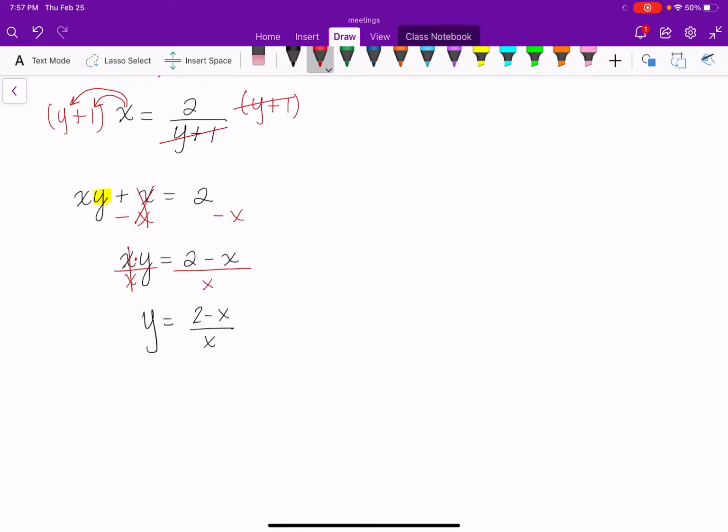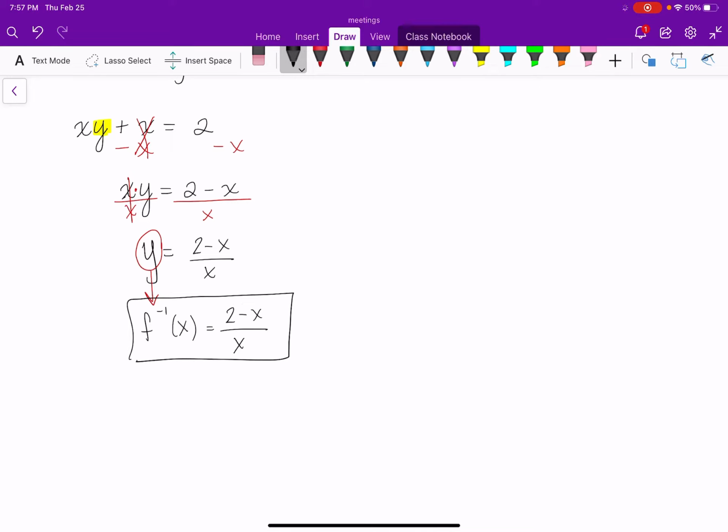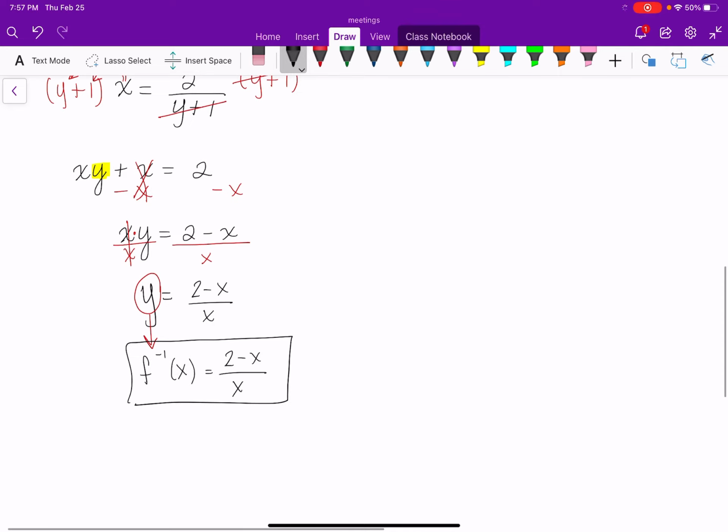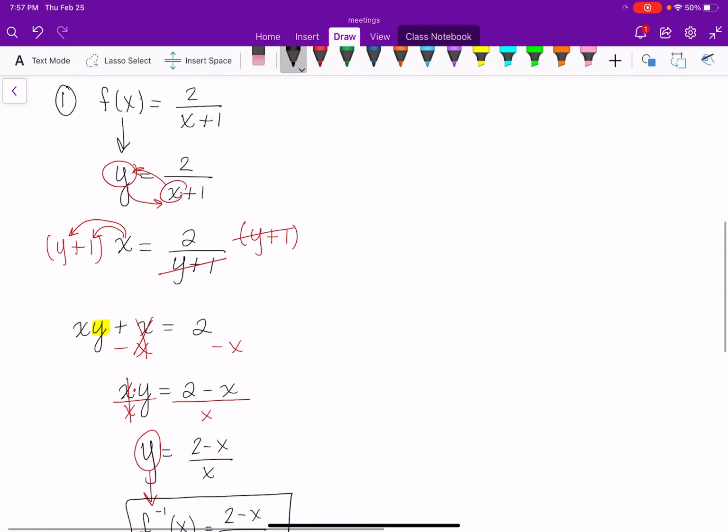Now we're going to take this y and replace it with our f of x, but it's going to have that -1 to indicate it's an inverse. So f -1 of x equals 2 minus x over x, and this would be our answer for this first example. Okay, and I know it doesn't look like it, but those are actually opposite functions. So if I were to plug in the number 1 to this one, figure out what the answer would be, and then plug that answer back into the original equation, I would get back to the number 1. So it's really kind of a cool little process.